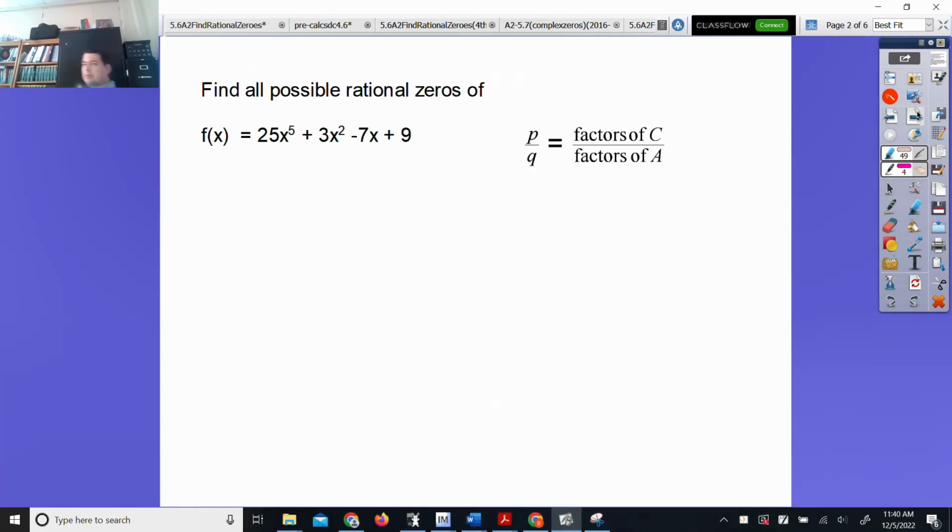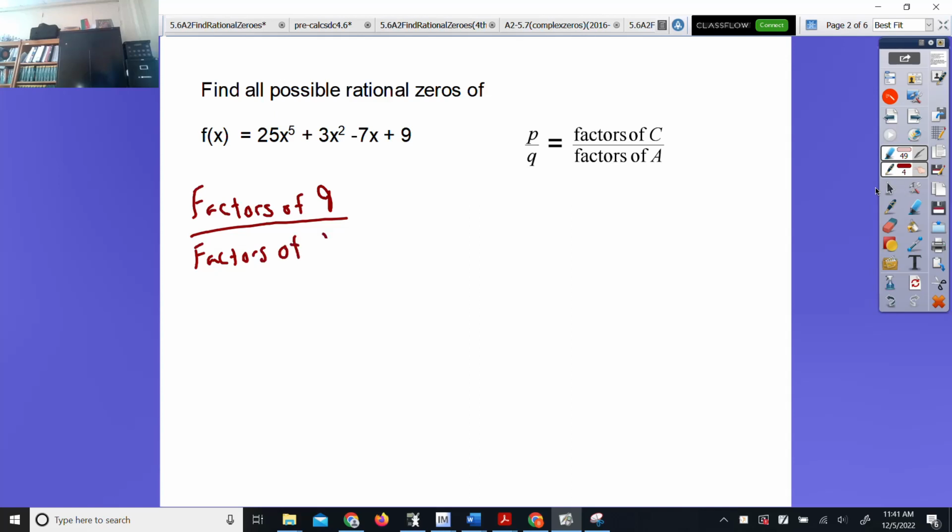Find all possible rational zeros of 25x to the fifth plus 3x squared minus 7x plus 9. You do this by doing factors of the constant over factors of A. So what's the constant? 9. So we do factors of 9, sitting over the factors of A. 25. A is always found in the front. It's the first coefficient you run across. Over the factors of 25.